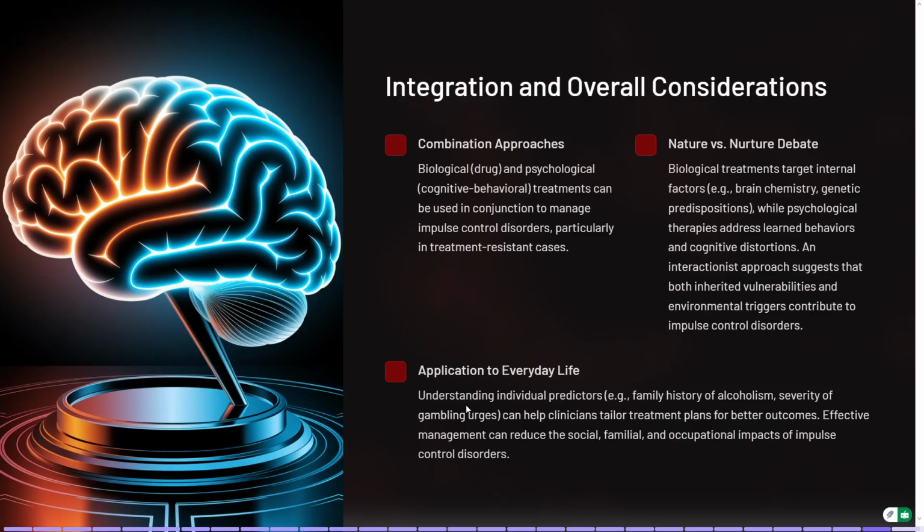Now, application to everyday life, understanding individual predictors, for example, family history of alcoholism, which can help us predict how someone responds to opiates. Severity of gambling urge can help clinicians tailor treatment plan for better outcome. So if you have all those things, which can be individual or according to nature, if they have genes altered in their family, they take alcohol, so there could be a part of their gene that is already affected. If you have someone with such experience, it can inform you that such a person will react positively to the opiate. Effective management can reduce the social, familial, and occupational impact of ICD.